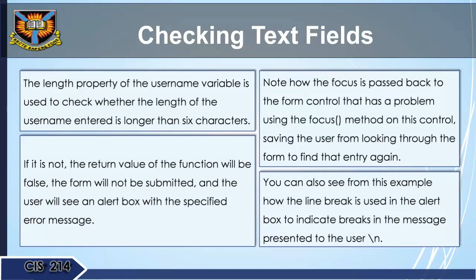The length property of the username variable is used to check whether the length of the username entered is longer than 6 characters. If it is not, the return value of the function will be false. The form will not be submitted, and the user will see an alert box with the specified error message.